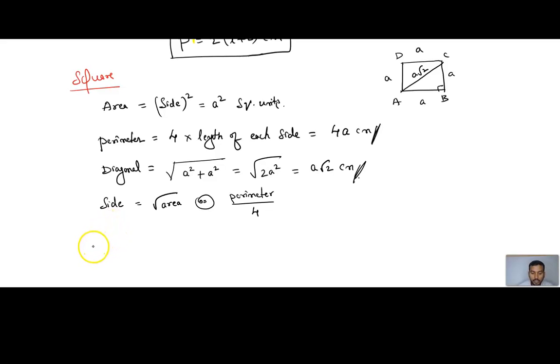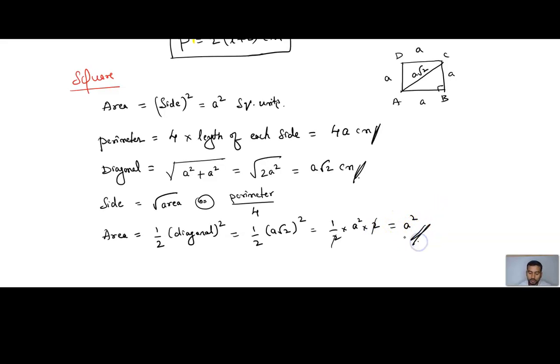And children, here we have one more formula to find the area of a square. One more possibility is there. I am giving all the possible formulas. To find the area of a square, you can do half of diagonal square. That is nothing but half of a root 2, where a root 2 is the diagonal, whole square. That is 1 by 2 into a square into 2. Correct? So, a root 2 whole square means the square root gets cancelled. It becomes 2, and the 2 gets cancelled. That is nothing but a square.